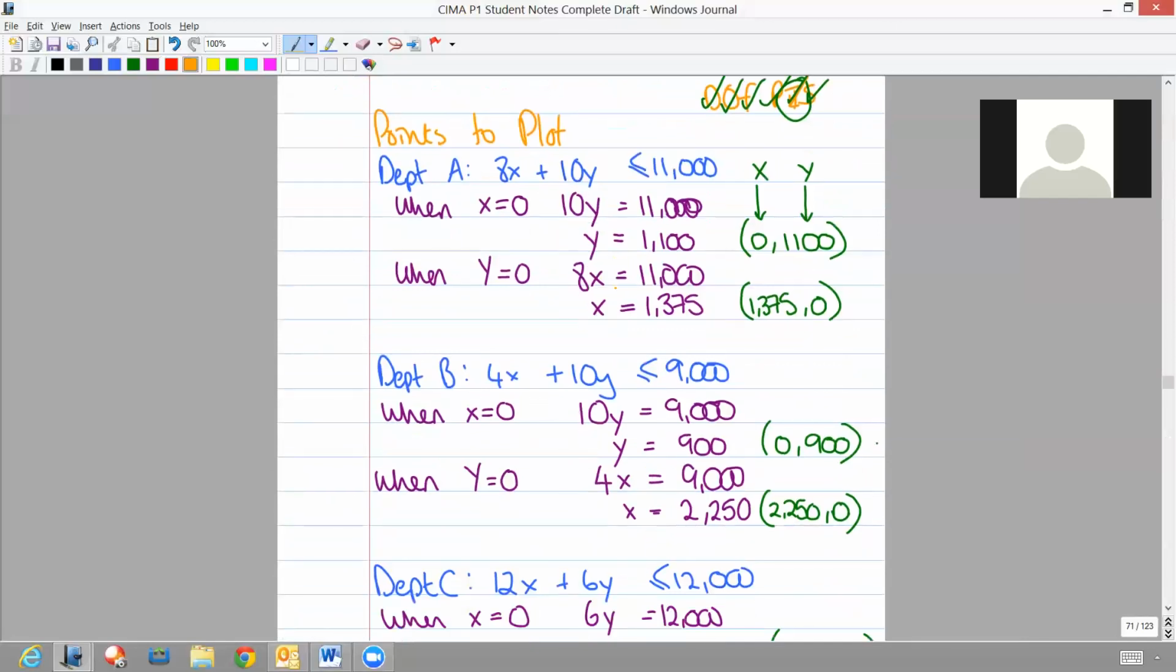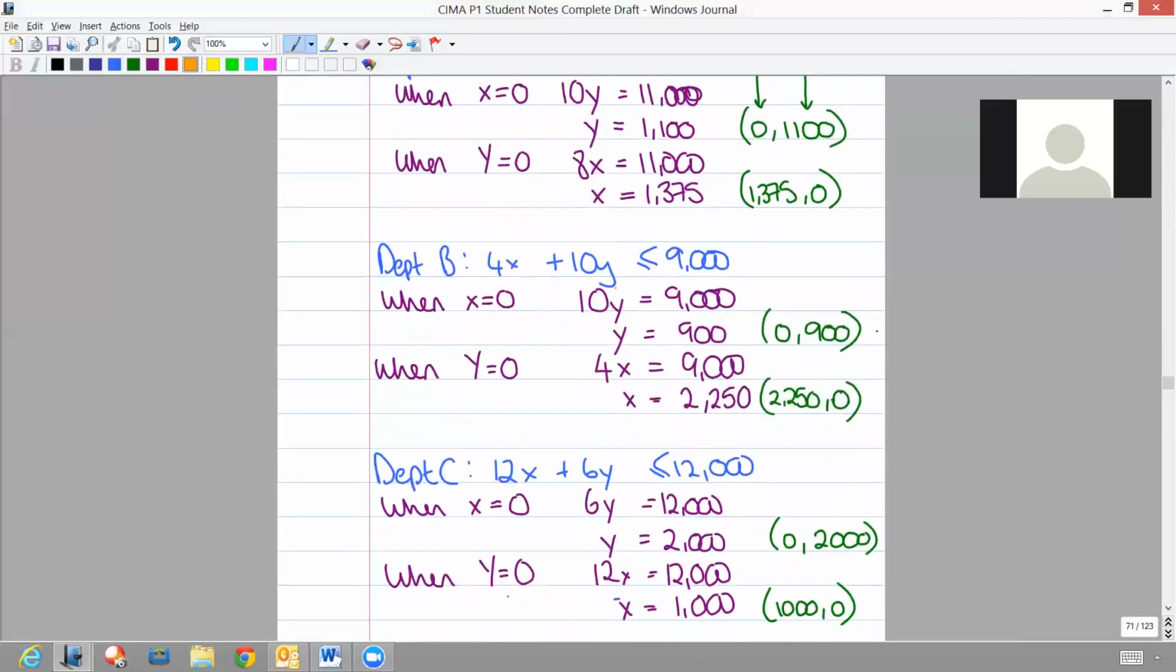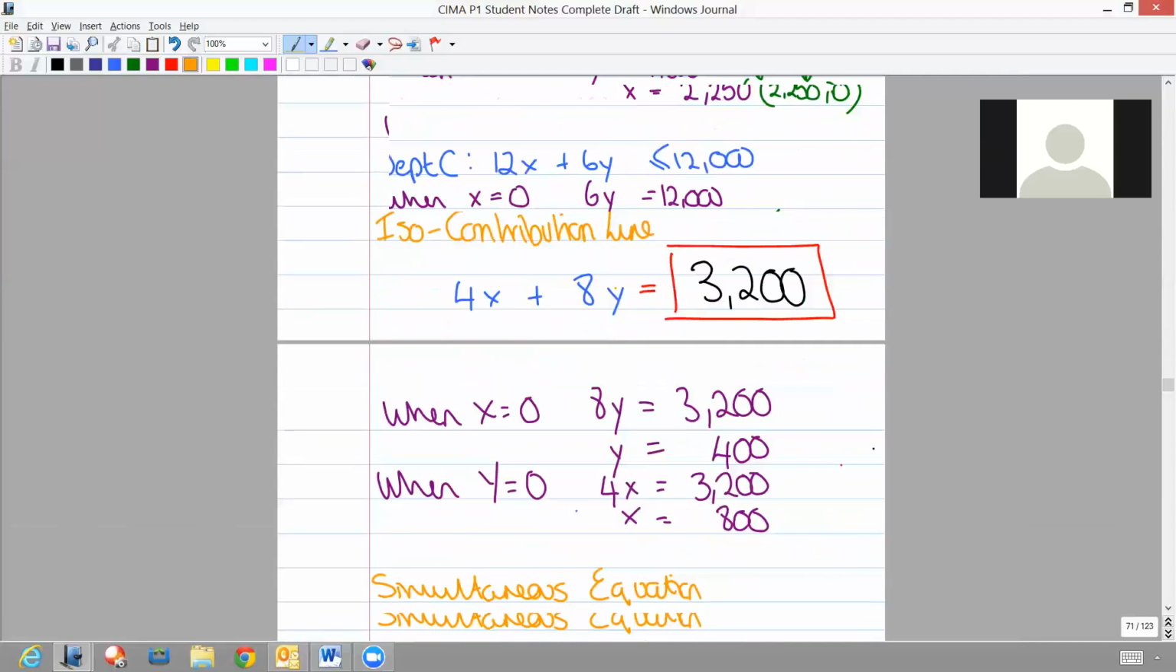You then need to state your points to plot. Okay, and we do this by saying when one of our constraints equals 0, then we can make as many as we can to maximise that constraint with the other product, and therefore generating an x coordinate and a y coordinate. We do that for each of our constraints, which then gives us the ability to draw up a graph.